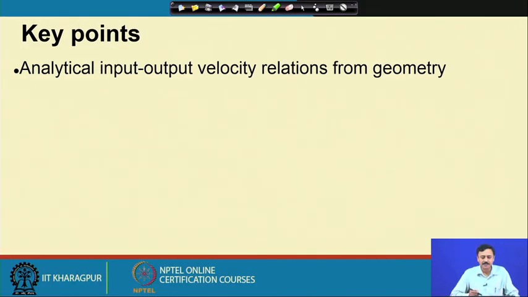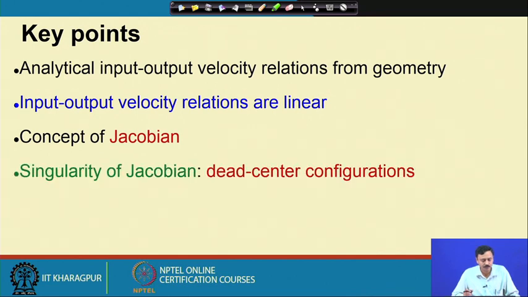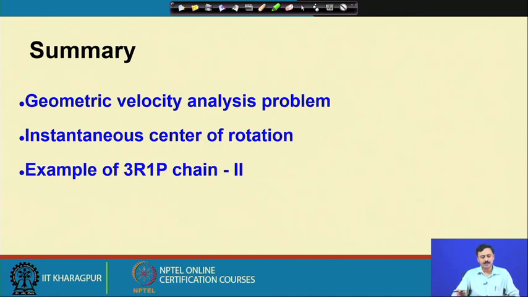So, what are the key points? We have looked at the analytical input output velocity relations from geometry, which are linear. We have introduced the concept of Jacobian and we have looked at the dead center configurations of the mechanism. So, with that let me summarize. We have looked at the geometric velocity analysis problem for the 3R1P chain of type 2 and we have looked at the singularities of the kinematic chain. So, with that let me close this lecture.